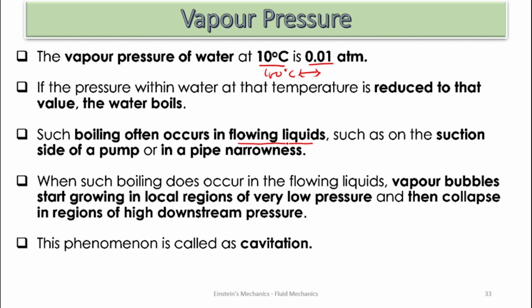Boiling occurs in fluids in pipes and in narrow passages. It mostly occurs in those areas. When such boiling does occur in flowing liquids, vapor bubbles start growing in local regions of very low pressure, and then collapse in regions of high pressure. We will analyze this when we are analyzing pipes and flows in other chapters.